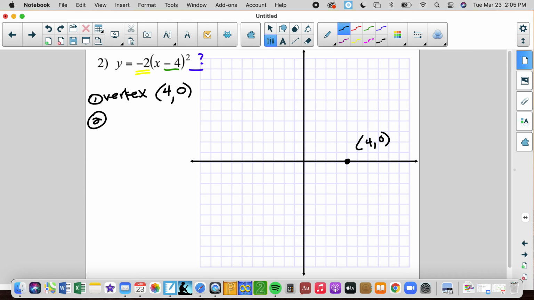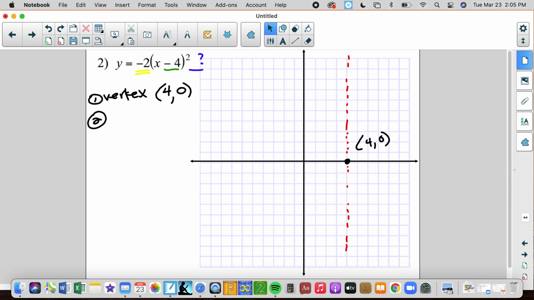My next thing is my axis of symmetry. See, thank goodness I have those steps that I think about. I probably would have forgotten the axis of symmetry. So I'm following those steps. 2 is axis of symmetry, and you write it each time. This is a really good memory aid for you.